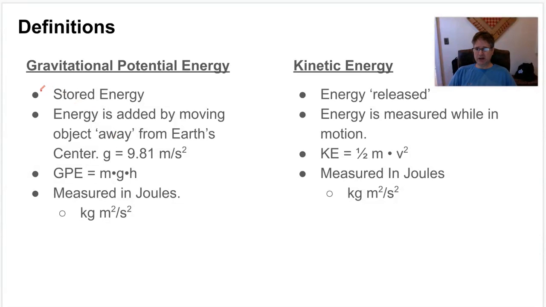So gravitational energy is simply stored energy. And when we think of kinetic, this is energy that's being released or energy that's in motion. We are talking gravitational potential energy here because we are thinking about moving away from the center of the Earth. So the energy is really being stored in that object. If we release it, it will want to fall back to Earth.